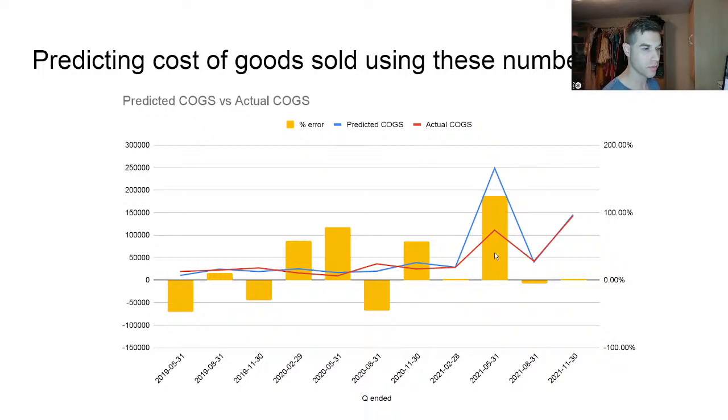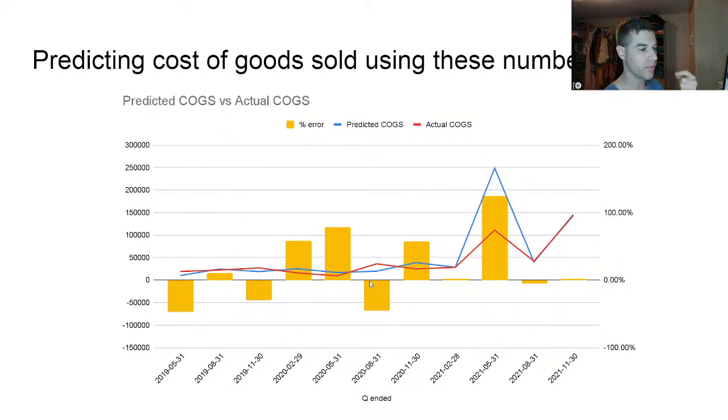And it's kind of hard to see how poor of a job it did in many of these quarters, because the numbers get much larger in some of these later quarters. So you can't quite tell that the distance here is quite significant. I should also note the red and the blue lines correspond to the left axis here, and the yellow bars correspond to the right axis. And the yellow bars are showing in each quarter what was the percent error that the prediction had.